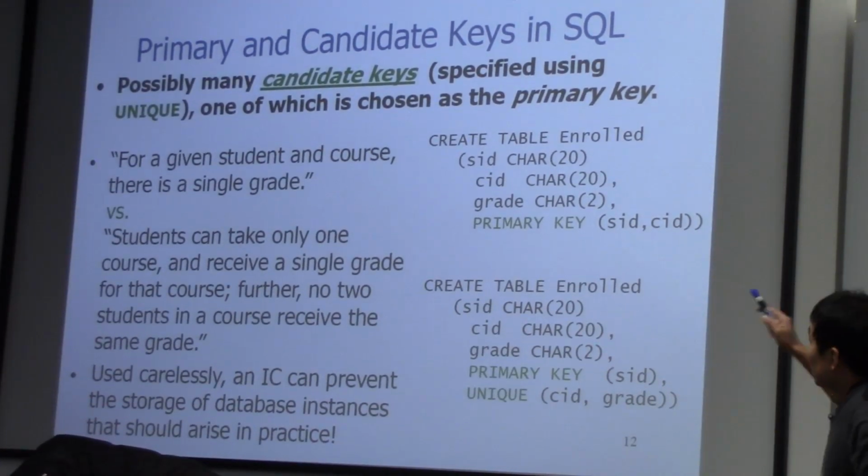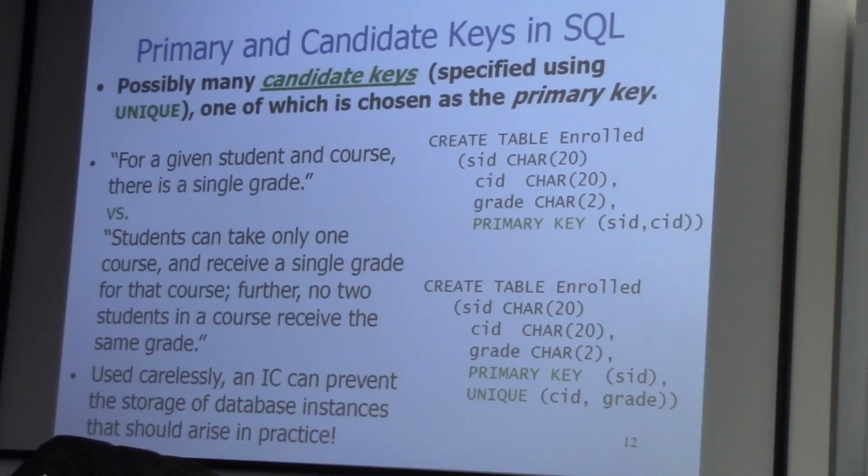First of all, a student can take only one course. That means in the enroll table, student ID is good enough as a key because you can only take one course. So the same student ID value is going to appear a single time.